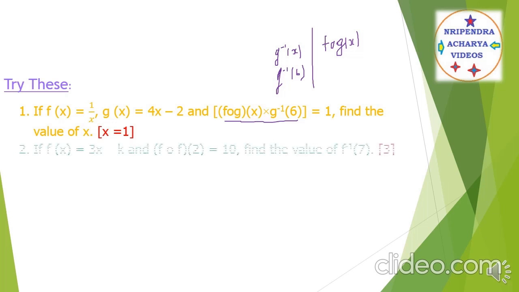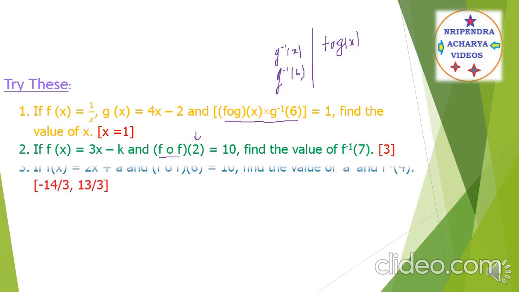So another question, you can see f o f of 2 is equal to 10 here also. Just find the composition of f o f, then apply the input 2, then equate with 10. And after you found the value of k, put the value of k here. It is just similar to the previous example, and you can do it. There is another question also. These are similar type of questions.